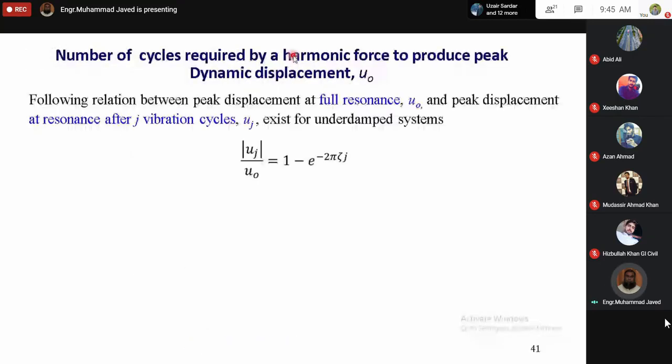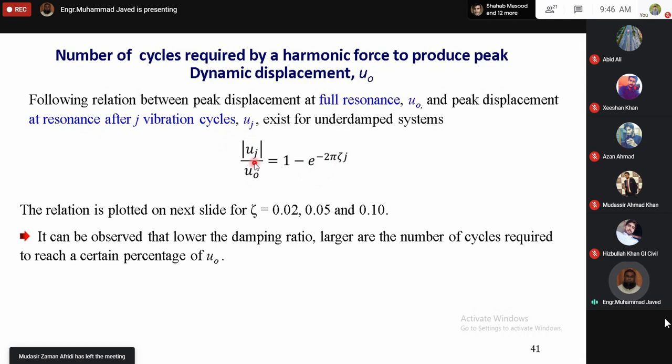With the help of this equation, we can find the peak displacement after J cycles of vibration. J is any number. For an undamped system, Uj is the displacement after J cycles, U naught is the displacement at resonance. Uj can be determined with the help of this equation, provided we have the damping ratio of the system.